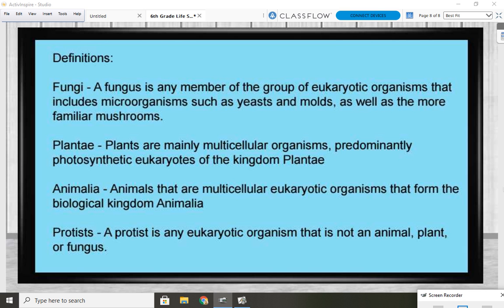Animalia is our animals. They are multicellular eukaryotic organisms that form the biological kingdom Animalia. And then we have a protist. A protist is any eukaryotic organism that is not an animal, plant, or a fungus. So like I said, it kind of gets all of the leftovers into that category.